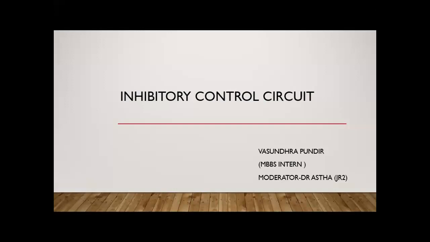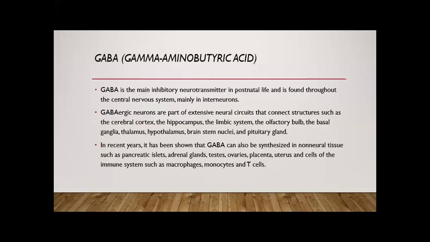Gamma aminobutyric acid is the main inhibitory neurotransmitter in the brain. GABA is produced from amino acid glutamate with the action of enzyme glutamic acid decarboxylase. Once formed in presynaptic neuron, it is transported into synaptic vesicles by vesicular inhibitory amino acid transporters, where it is stored.